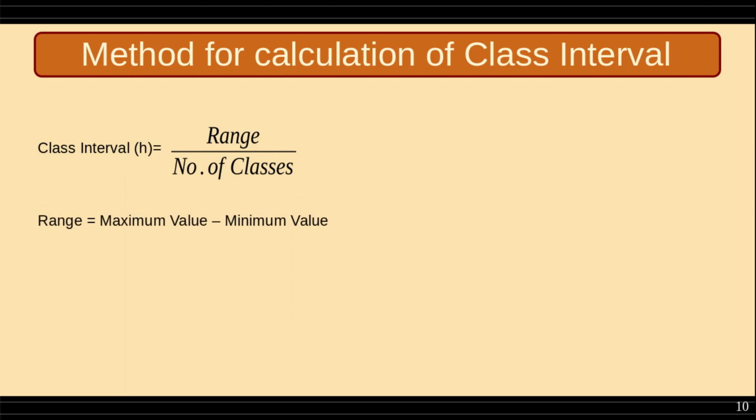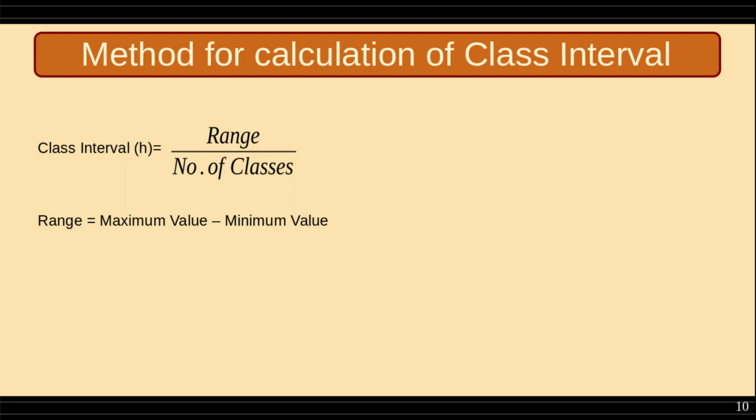Next, we will calculate the class interval. Class interval is equal to range divided by number of classes, and range is the difference of the maximum value and the minimum value in our data set.